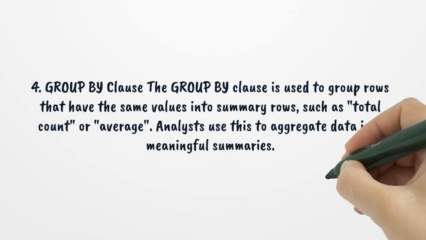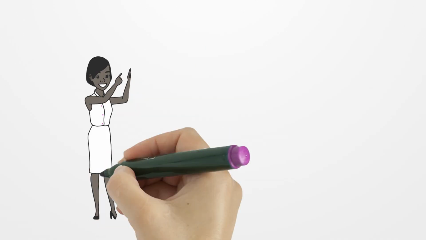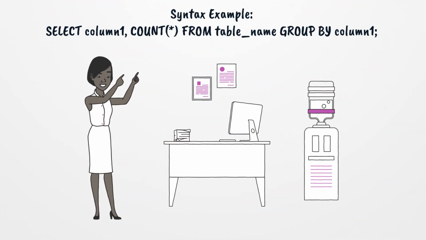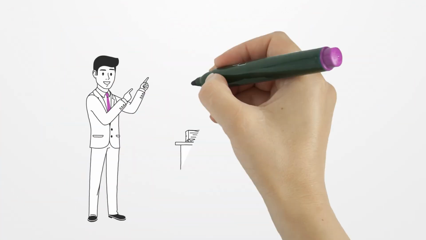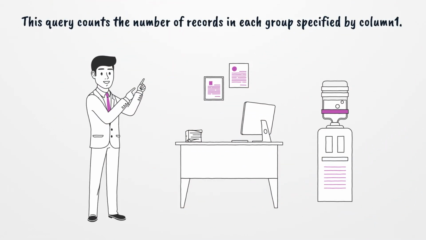Group by clause. The group by clause is used to group rows that have the same values into summary rows, such as total count or average. Analysts use this to aggregate data into meaningful summaries. Syntax example. Select column 1, count(*) from table_name group by column 1. This query counts the number of records in each group specified by column 1.